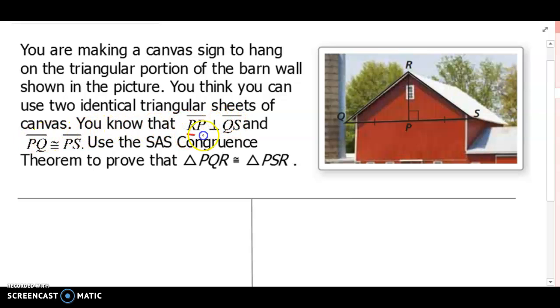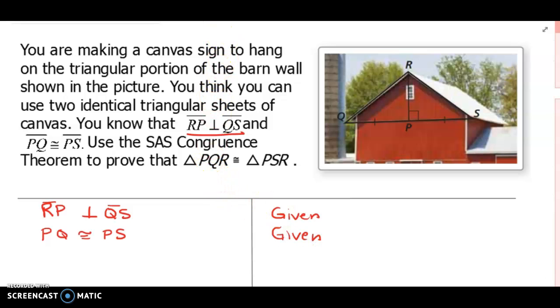You know that RP is perpendicular to QS. That's one of the things it's given. And that PQ is congruent to PS. That is also given. It says use the side angle side congruence theorem to prove that these two triangles are congruent. Okay, so I'm going to give you a minute to try to get this one on your own, and then we'll go over it.